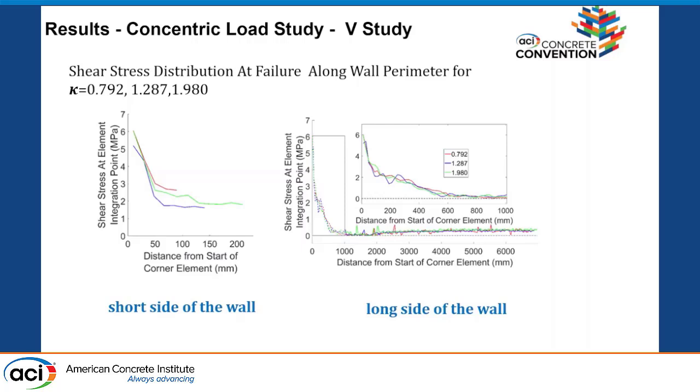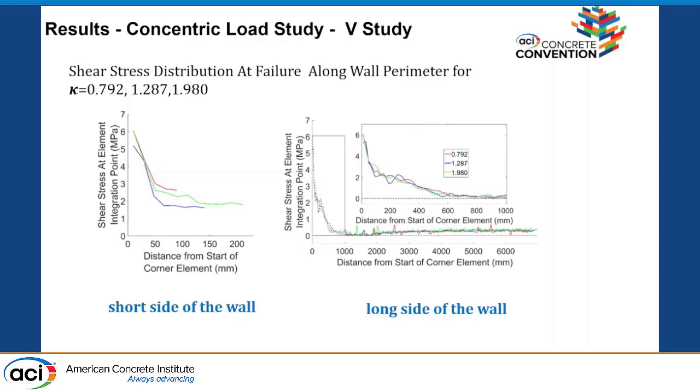You can see that all of them failed more or less at the 5 to 6 MPa stress at the corner. And you can also see how fast, this is the short side, how fast the stresses actually go down along the length of the wall.